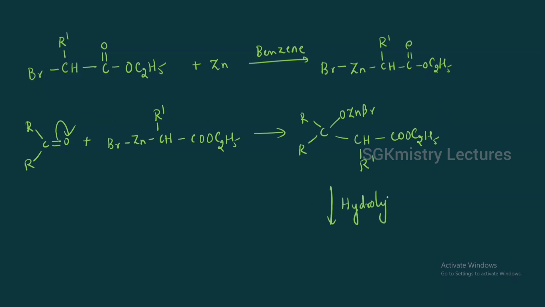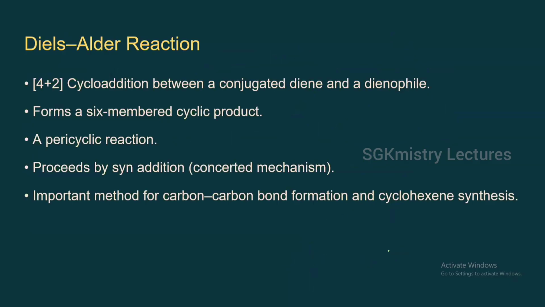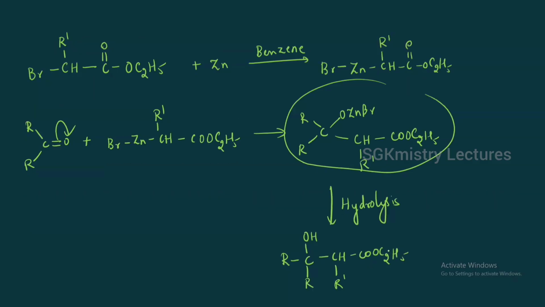So this is the intermediate that we get. This intermediate, on hydrolysis, you are going to get the required product. That is R, here again one more R, OH, CH, here R', COO, C2H5, which is nothing but the beta hydroxy ester. In case of sterically hindered carbonyl compounds like ketones, suppose we take sterically hindered ketones, the reaction is not possible. So the same ester reacts to give the beta keto ester.